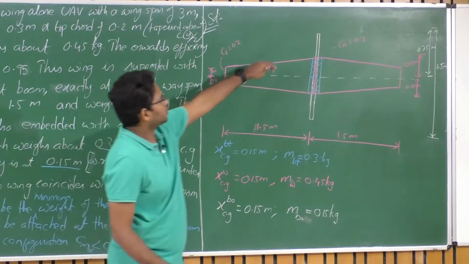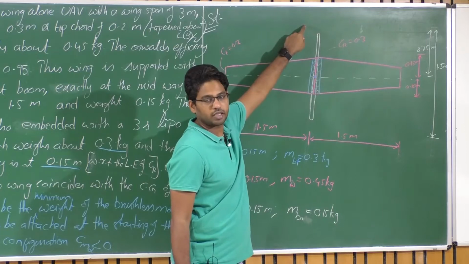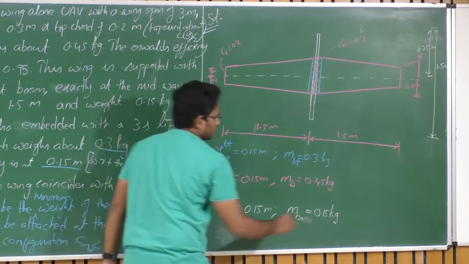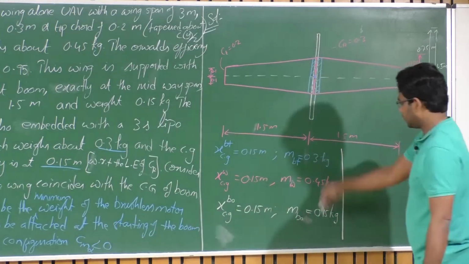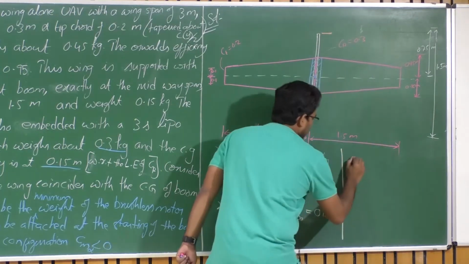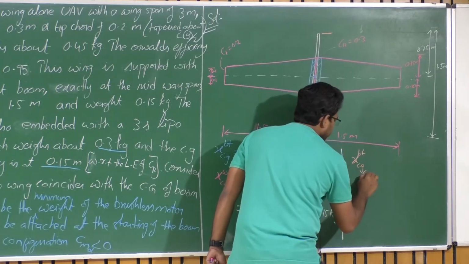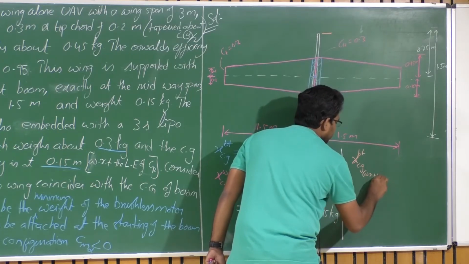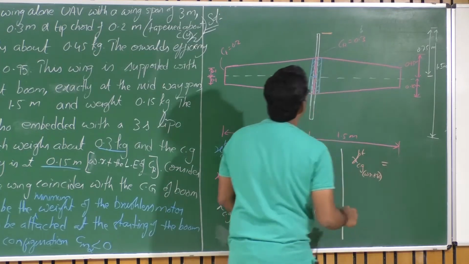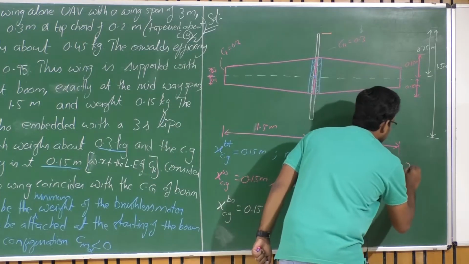The boom CG can also be taken with the CG reference with respect to the starting point of this boom. So the CG in all these cases, with respect to the starting of this boom, with respect to this point. So X CG of battery with respect to boom, let's say WRT BO, is equal to 0.75 meters. In all the cases it is 0.75 meters, right?